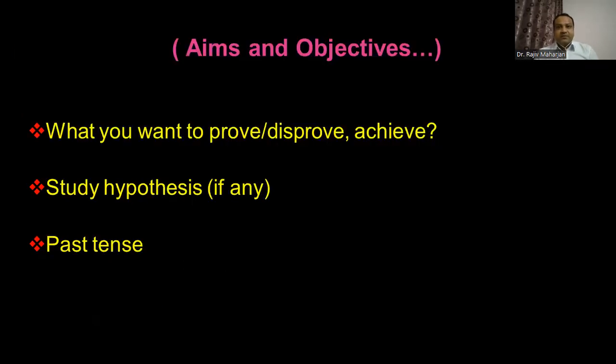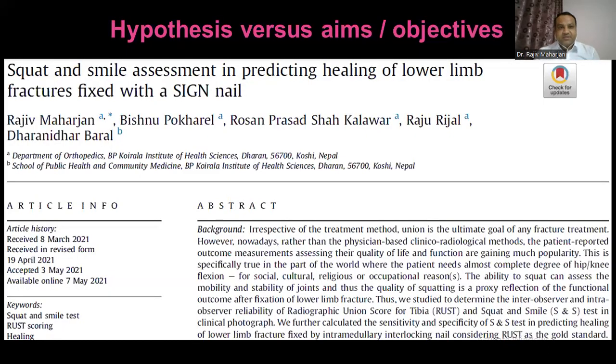So aims and objective is not a separate part, but it may be combined with the introduction or background. You have to show what you want to prove or disprove or achieve in this section. If there are any study hypotheses, you have to mention them. Most of the time, there is confusion between hypothesis and aims and objective.